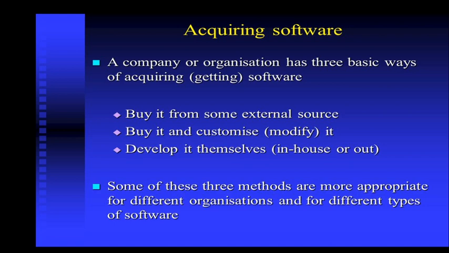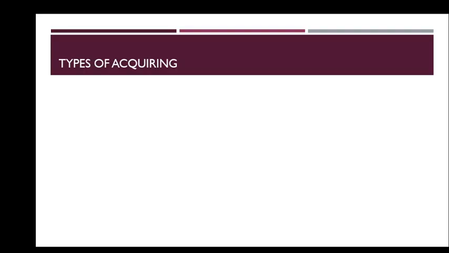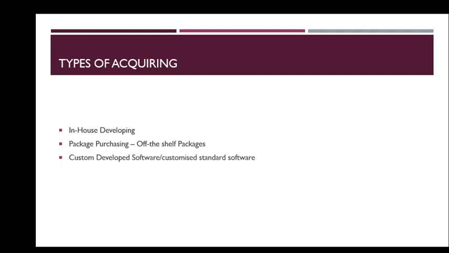It also says that some of these 3 methods are more appropriate for different organizations and for different types of software. So these methods differ from organization to organization. It depends on the requirements of the organization. Now let's look at the 3 main types of acquiring software. Number 1, we have in-house development. Number 2, we have package purchasing, which is also known as off-the-shelf packages. Number 3, we have custom developed software, which is also known as customized standard software.